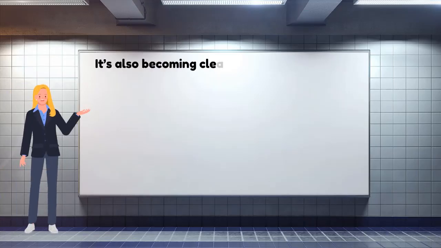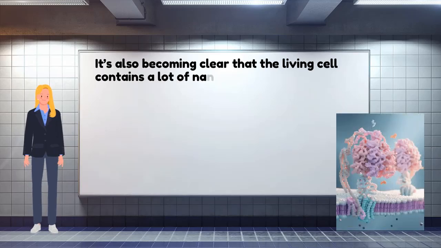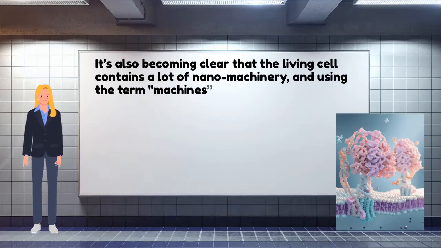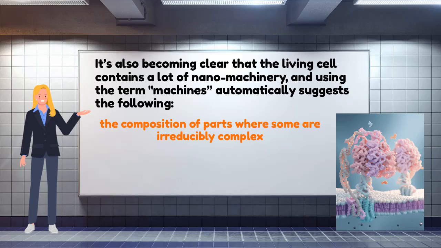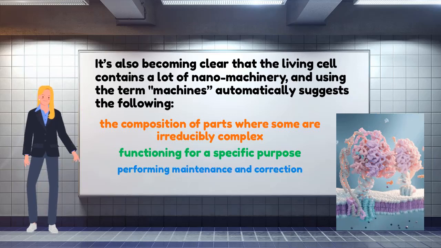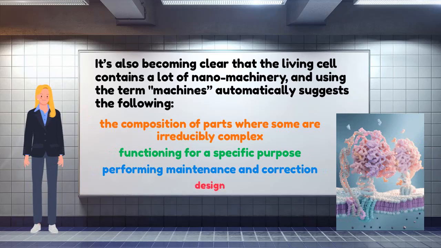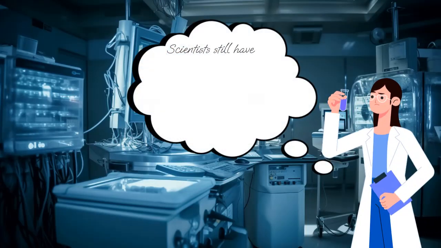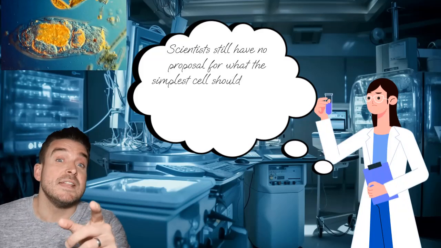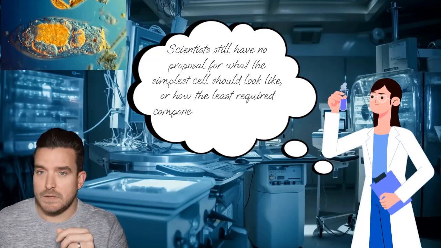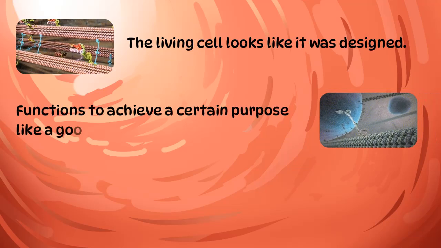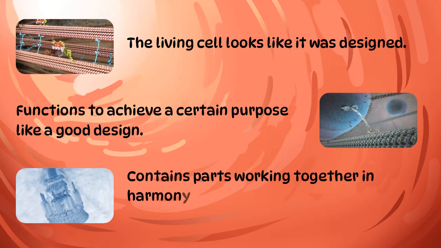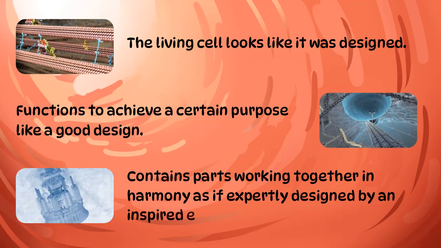It's also becoming clear that the living cell contains a lot of nanomachinery, and using the term machines automatically suggests the following: the composition of parts where some are irreducibly complex, functioning for a specific purpose, performing maintenance and correction, and, lastly, design. Scientists still have no proposal for what the simplest cell should look like, or how the least required components came together to start that assumed cell. The living cell looks like it was designed, functions to achieve a certain purpose like a good design, and contains parts working together in harmony as if expertly designed by an inspired engineer.